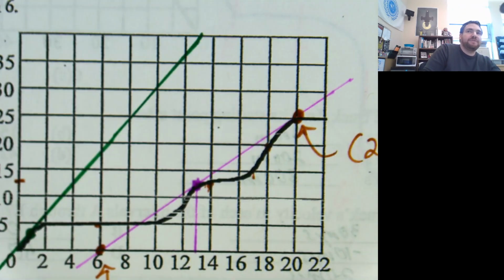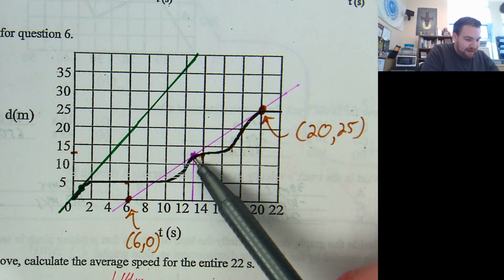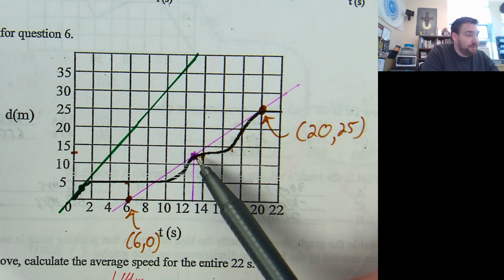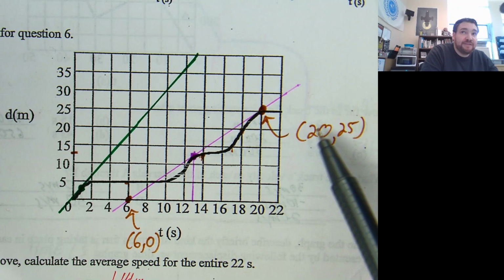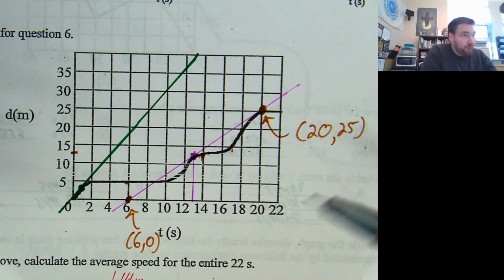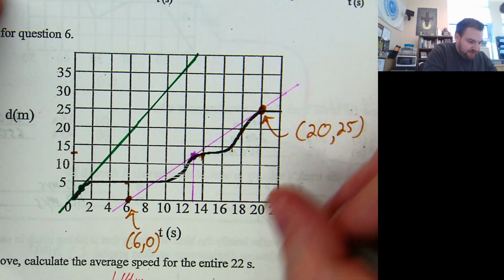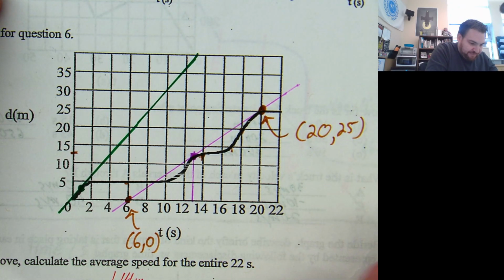So if I'm going to find the slope of the tangent at that point, I need to find the slope using these. So y2 minus y1, or you can just count. The rise goes from 0 to 25. So that's going to be a rise of 25 over, and then the run goes from 6 to 20. That's a run of 14.